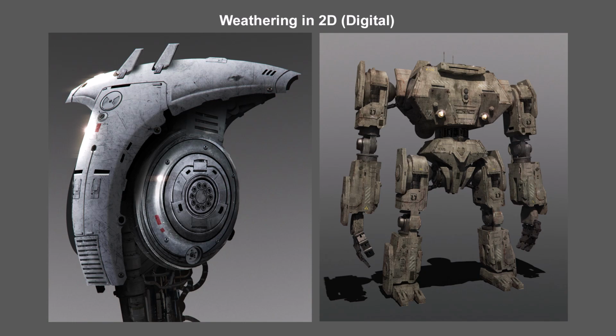And then here's just a few examples. So this is weathering in 2D, which I painted digitally in Photoshop. And you can see how all these different layers, you have the spots, you have the scratches, you have edge wear in different spots, and those will all be on separate 2D layers.